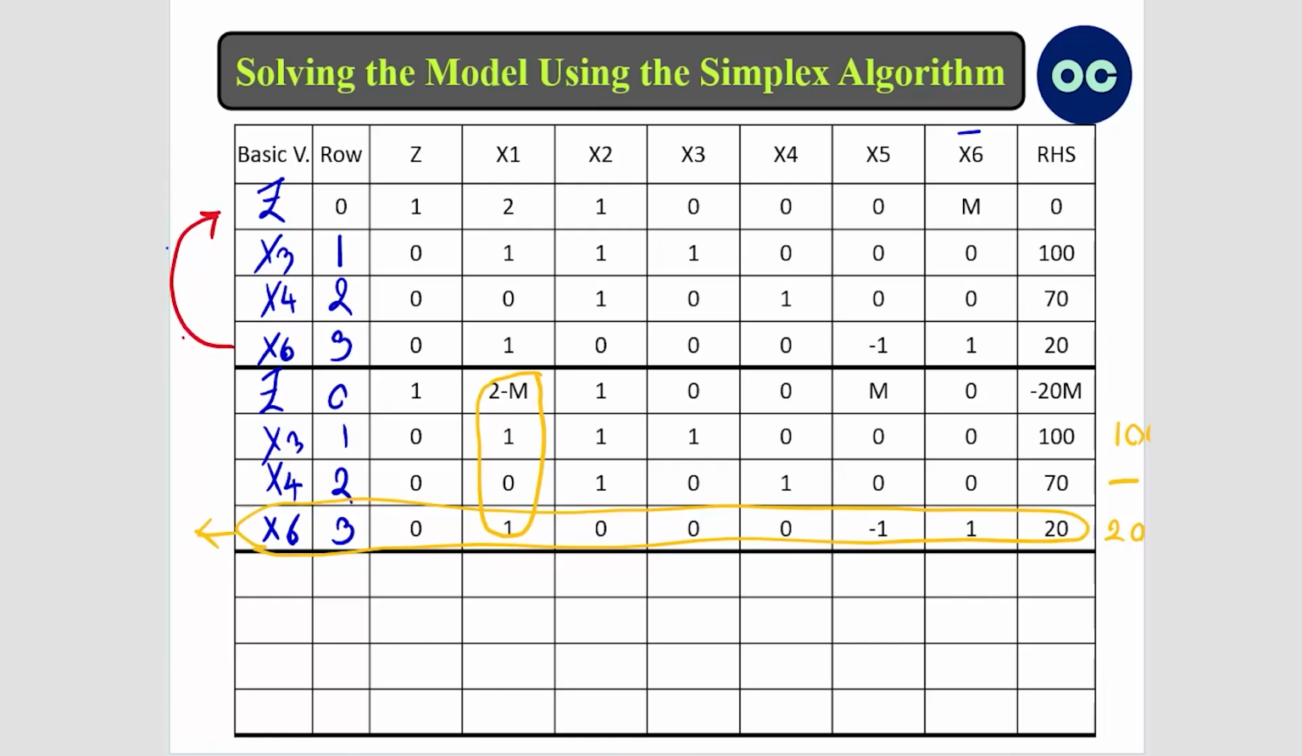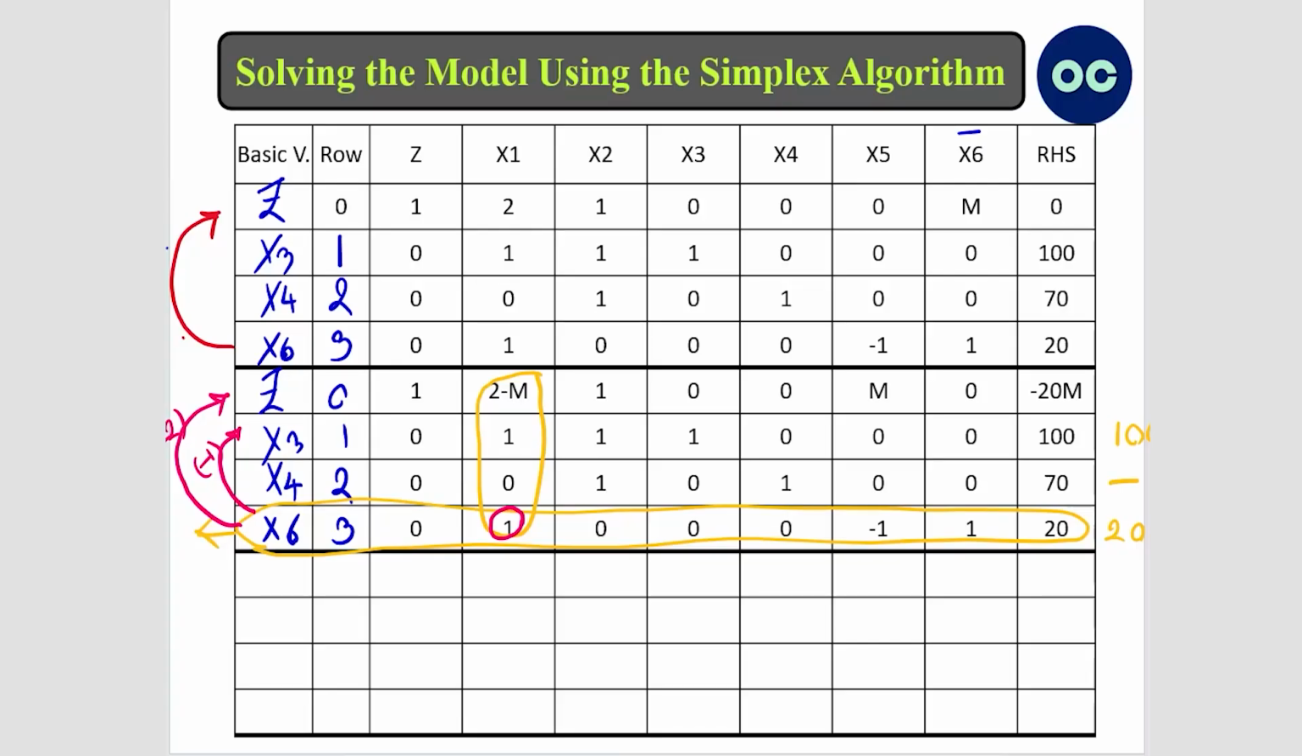Adjust the pivot row. The pivot element here is 1. This is the pivot element, which is already 1. Zero out the rest of the x1 column using row operations: multiply row number 3 by minus 2 and add to row number 0, and multiply row number 3 by minus 1 and add to row number 1. Here we have 0, so there is no operation here.